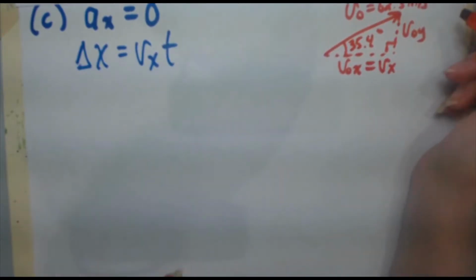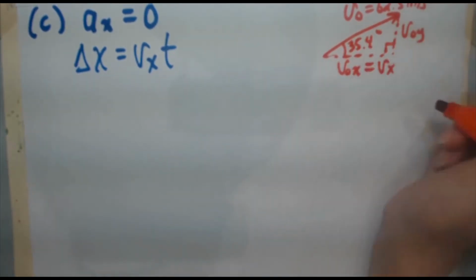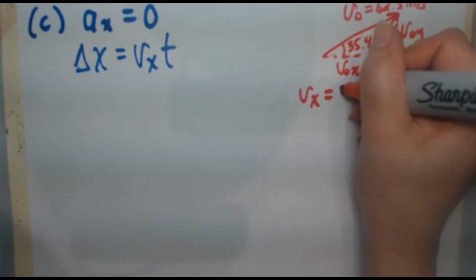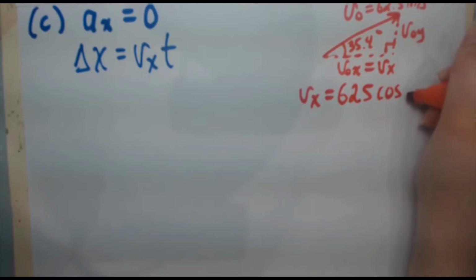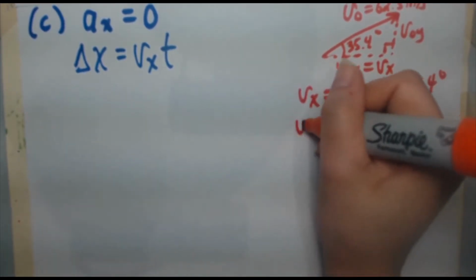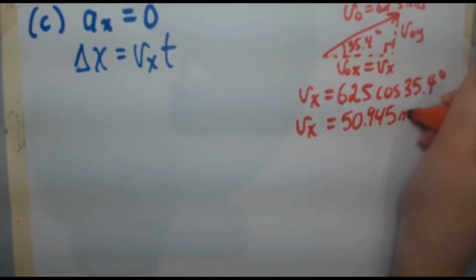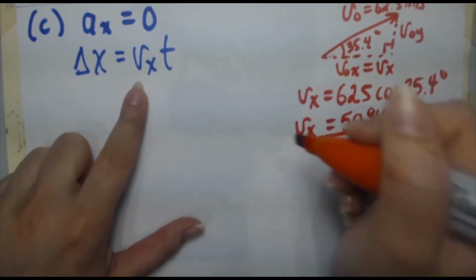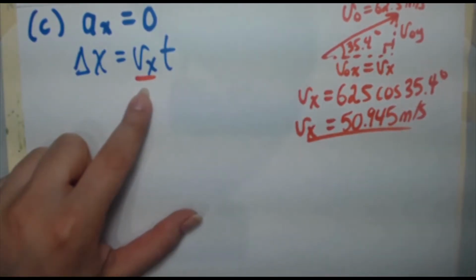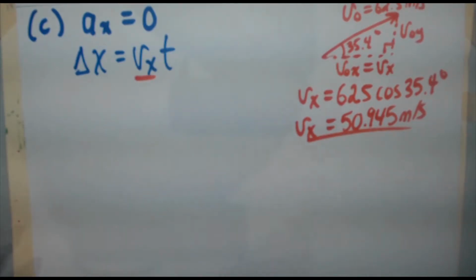Okay, so the way in which you figure this out, Vx is adjacent to the angle we're given. So simply what you have to do is do Vx equals the hypotenuse, which is 62.5 times the cosine of the angle, which is 35.4 degrees. And when you do that, you're going to get Vx equals 50.945 meters per second. Okay, so there we go. We can use that, plug it in for Vx over here. And we just figured out the time that it's in the air, so we're going to use that time from part B.